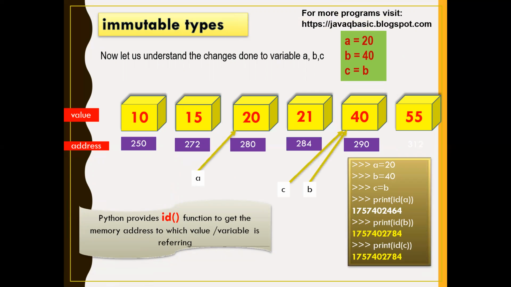Immutable types. Now let us understand the changes done to variables A, B and C. Here you can see A is 20, B is 40 and C is equal to B. Print ID A, so ID A is printed. Print ID B, ID B is printed. Print ID C. So ID B and ID C are both the same. Python provides the id function to get the memory address to which a value or variable is referring.